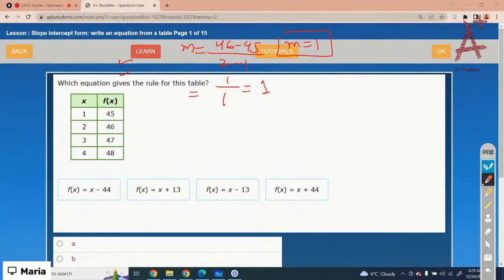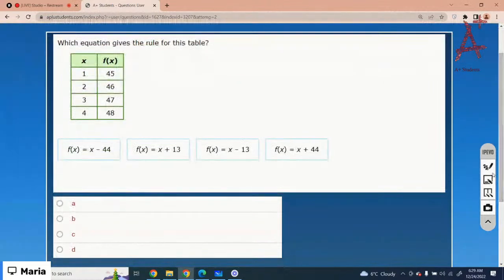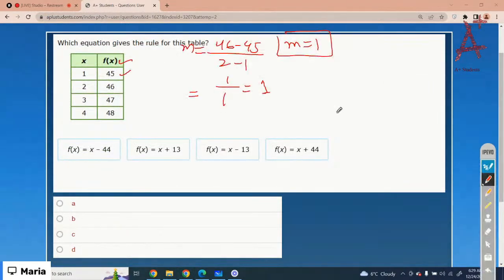So we have the slope for the table, that is 1. Now you have to write the equation in slope-intercept form. We have m that is 1, but we need b also. So for b, you can use any point in the table and find the value of b. Let's suppose I'm using this one.